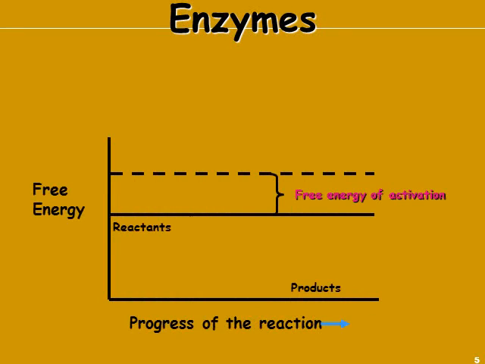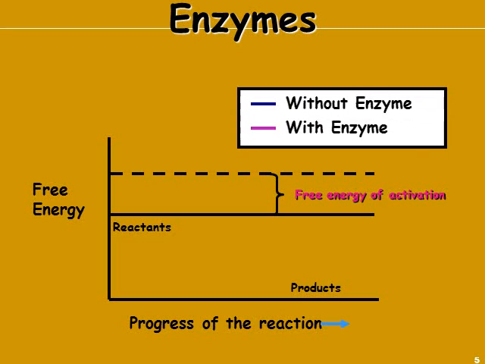And here's a nice little graphic that shows that. This is the one that you might want to copy onto your sheet where it asks you to do so. And we've got reactants and products. And we're going to see two lines drawn on here, without an enzyme and with an enzyme. If you look at the labels for the graph, we can see the progress of reaction is charted along the bottom and free energy is charted along the side.